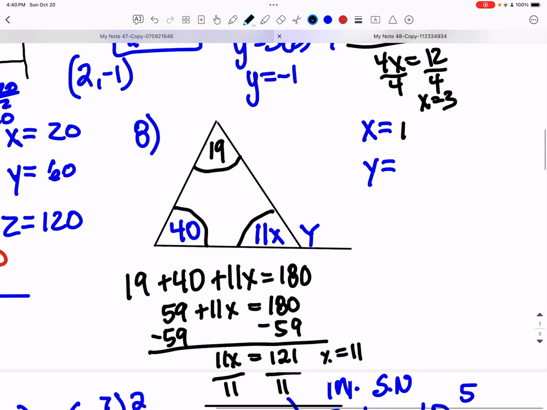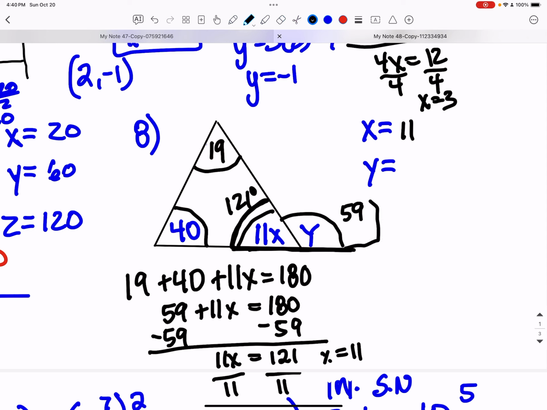So x is 11. So I know this angle right here, it's not 11, it's 11 times 11. So there's 121 degrees right there, which means in this straight line, y has to be 180 minus 121, or 59 degrees, because it makes a straight line with this guy.